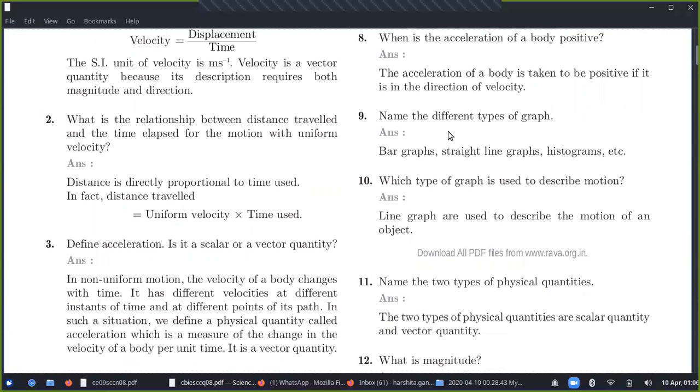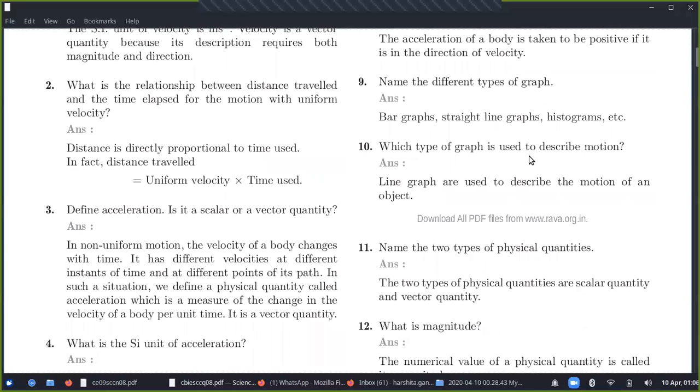Okay. So name different types of graphs. The different types of graphs are bar graphs, straight line graphs, and histograms. Which type of graph is used to describe the motion? So, as we have already seen some graphs such as distance-time and velocity-time.